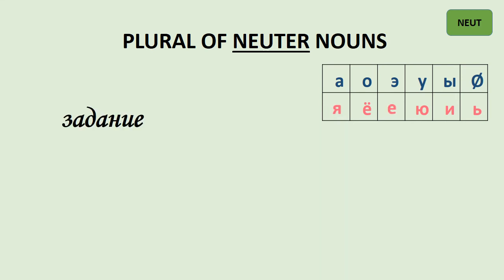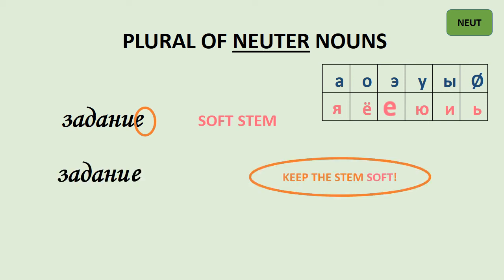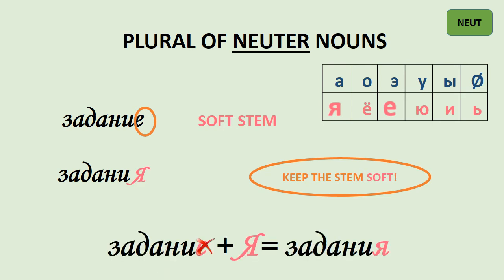Let's look at one more example. Задание. Again, it has two vowels after the last visible consonant, but we know that there is a y hidden inside the ye. For us, it's enough to know that we have a ye at the end in order to say that our stem is soft. We take it away and add ya, just like in the previous example. Задание minus ye plus ya equals задания. The stress does not change.